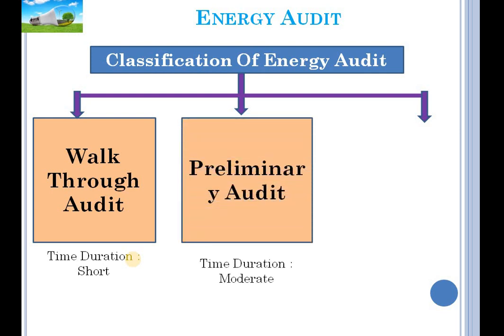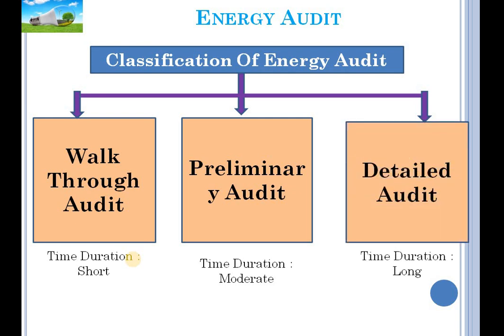Next, preliminary audit. It has a quite moderate time duration as compared to the walkthrough audit. The last is detailed audit, which is time consuming but most effective, in which the successful energy audit is carried out. Obviously in a detailed audit we require a few months for obtaining satisfactory results, and we have to invest money to make an organization efficient. So these are the classifications of energy audit.